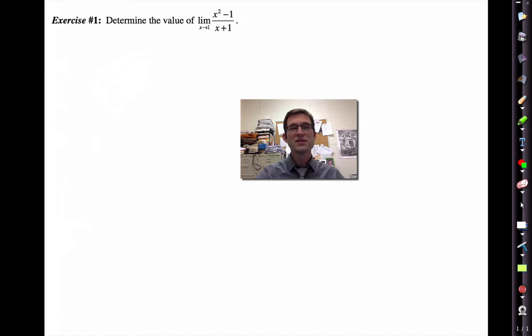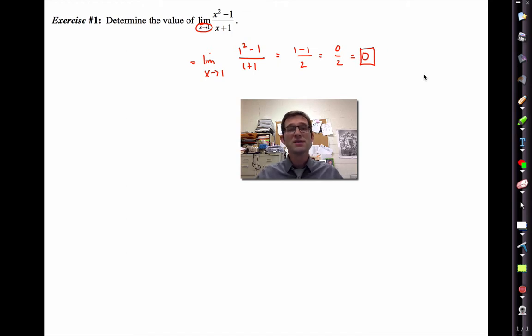All right, well, this is a very simple limit, right? And it's a simple limit because around the target value of x equals 1, this expression is defined, right? So we can just do it by substitution. The limit as x goes to 1 of 1 squared minus 1 divided by 1 plus 1 would be 1 minus 1 divided by 2, and that would be 0 divided by 2, which equals 0. All right, so simple enough, right? Easy, easy. And it's easy because, again, that expression is defined and continuous for all x values around x equals 1 and at x equals 1.